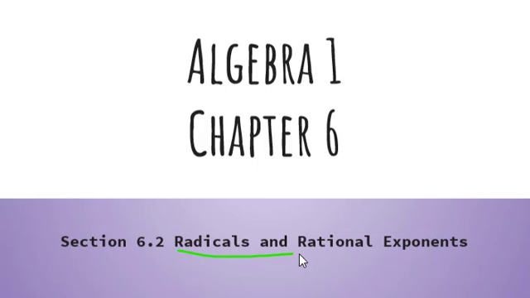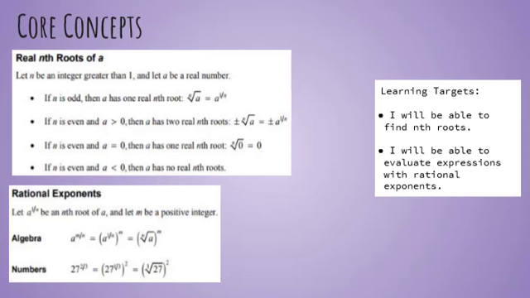Section 6.2 is on radical and rational exponents. Your learning targets are that you will be able to find nth roots and evaluate expressions with rational exponents. So over here in the core concept, it's talking about nth roots and giving you some rules about if your n is even or odd.